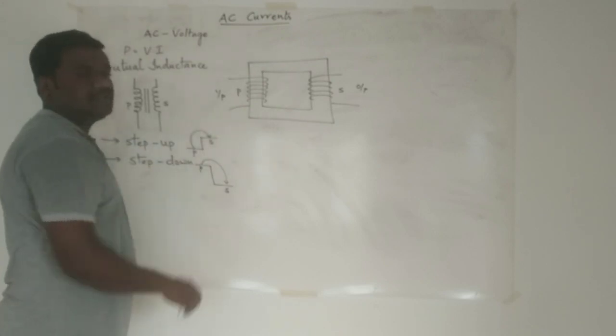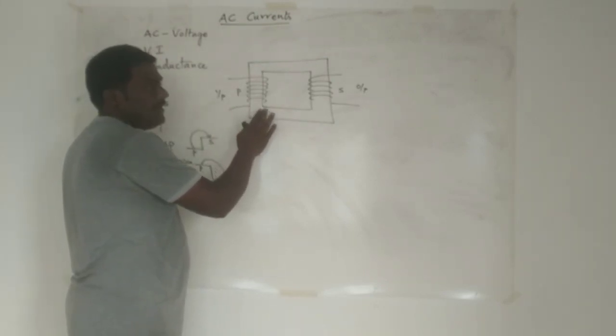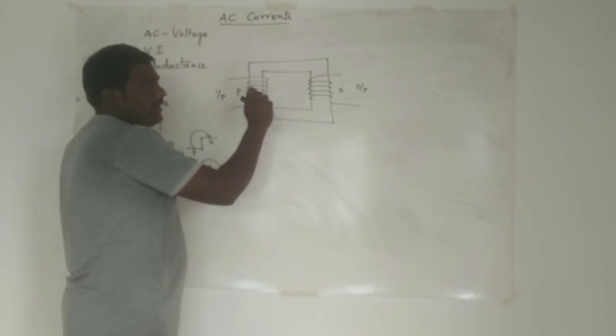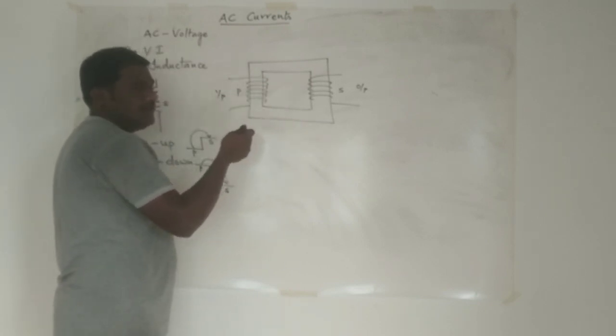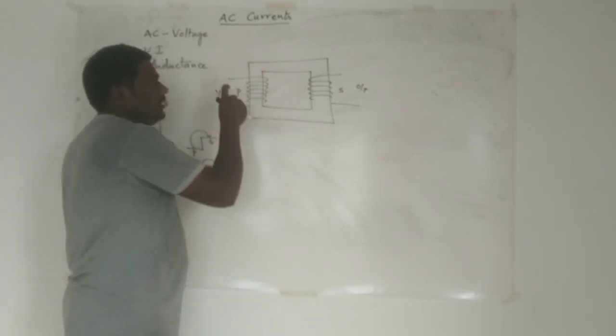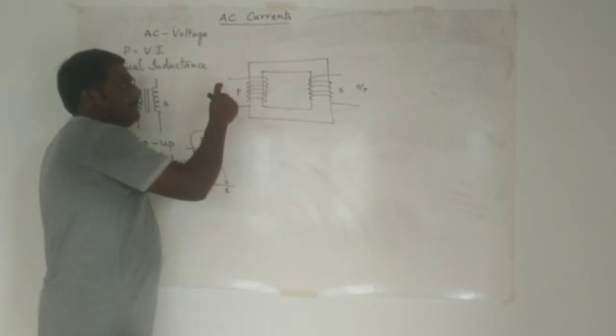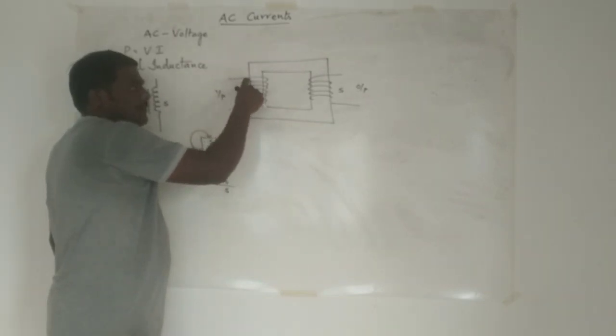So let us get back to the construction once again. A transformer consists of a laminated core, over which insulated copper wire is wound as the primary and secondary coils. Now, what is the working function? The primary coil will take the input voltage.